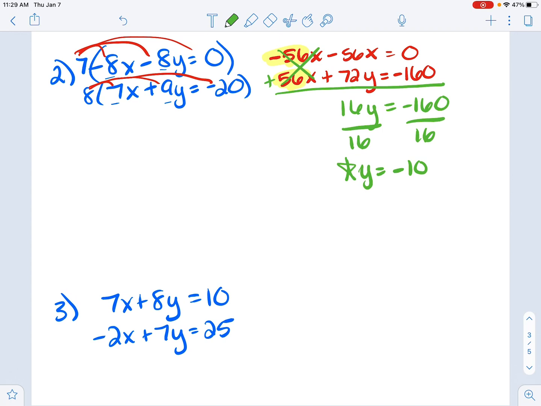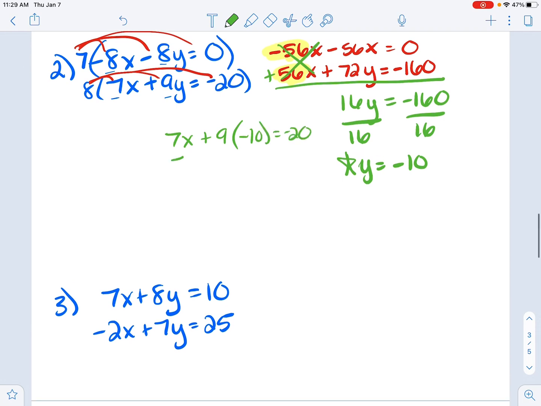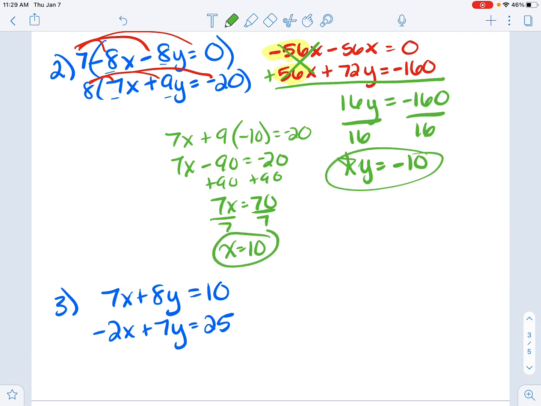Now that I've found y, we have to find x. I'm going to use the bottom equation because everything's positive and I just like that more. So we have 7x plus 9 times my y, negative 10, equals negative 20. So 7x minus 90 equals negative 20. I'm going to add 90 to both sides to get 7x equals 70. Divide each side by 7 and x equals 10. So I'm left with 10, negative 10 as my x, y solution.